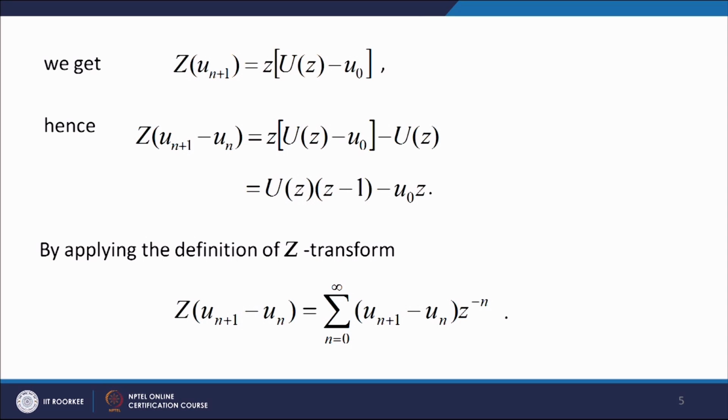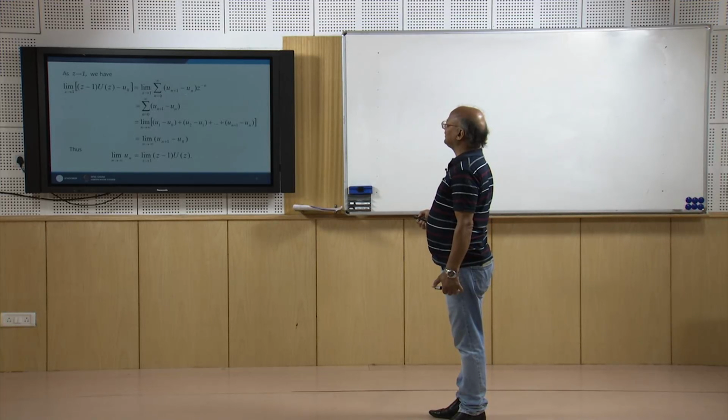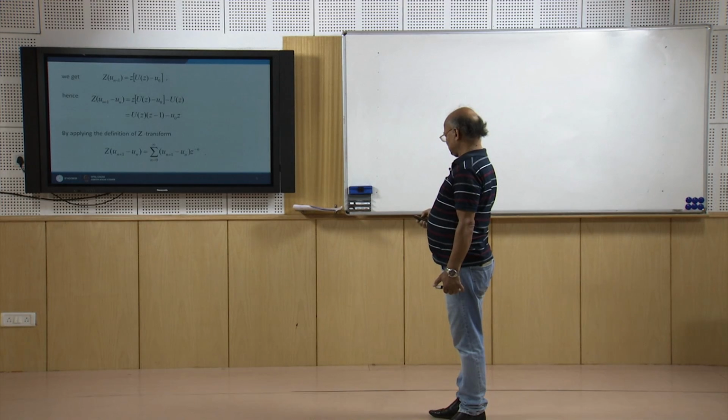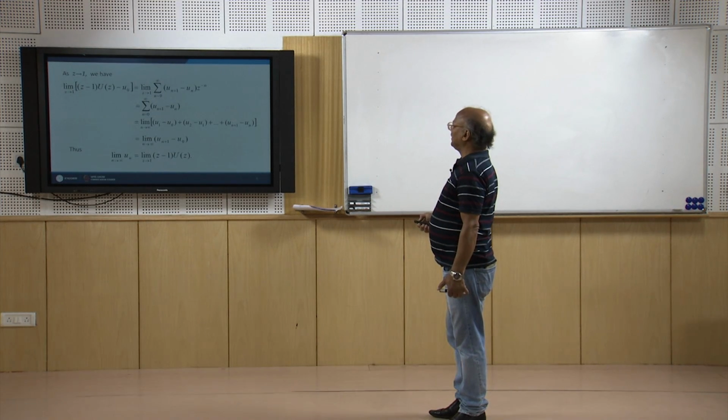As z tends to 1, we will have limit z tends to 1 of (z minus 1) Uz minus u naught, as limit z tends to 1 of sigma n equal to 0 to infinity (un plus 1 minus un) z to the power minus n, because (z minus 1) into (Uz minus u naught) is equal to this. So, from this equation and this equation we arrive here: as z tends to 1, the limit of this expression is equal to limit z tends to 1 of this.